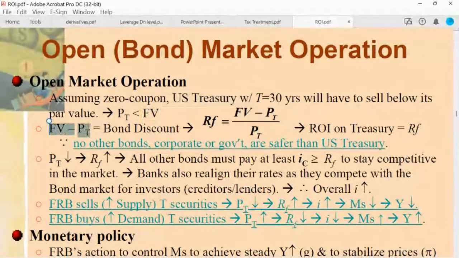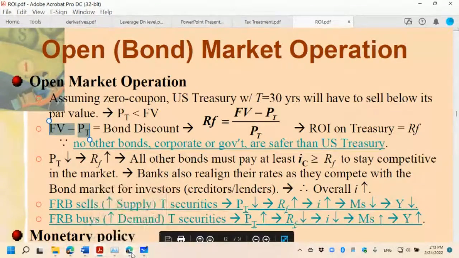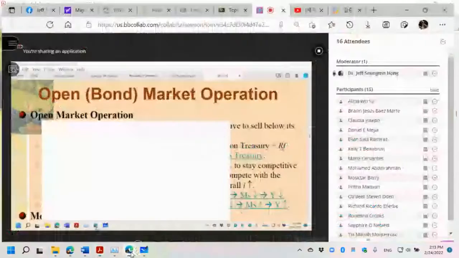So this difference is called bond discount. Literally, that's how much it is discounted by. But we already know this by another name. Can anybody tell me what we've been calling this?